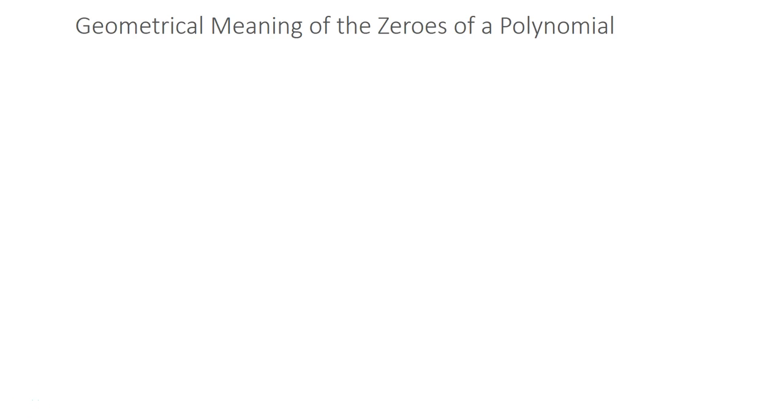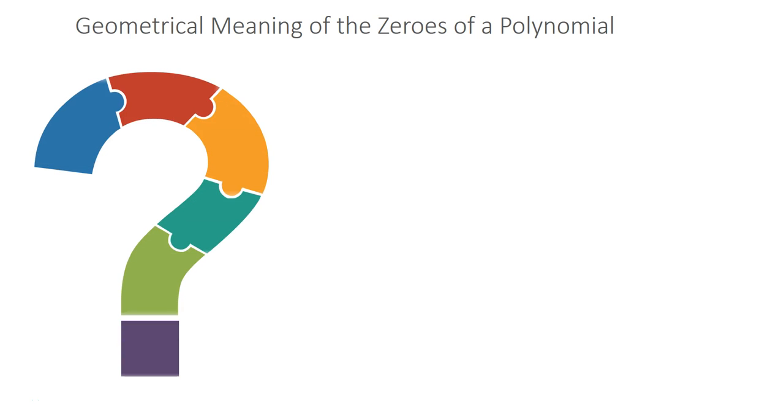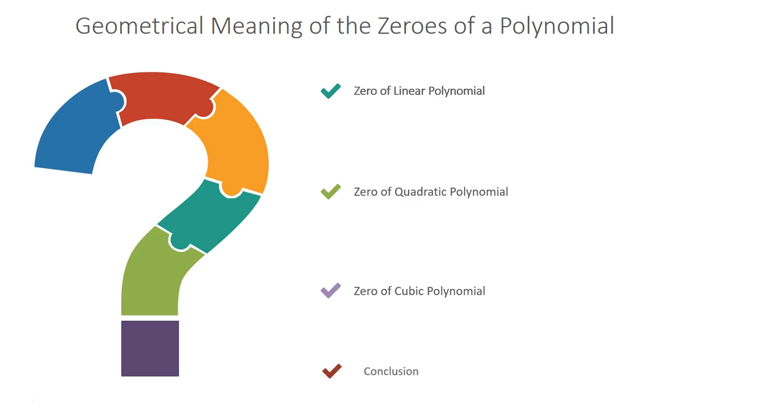In this section, we are going to talk about geometrical meaning of the zeros of a polynomial. We'll first start with zero of linear polynomial, and then we'll talk about zero of quadratic polynomial. And then we'll talk about zero of cubic polynomial. And then we'll talk about conclusions.